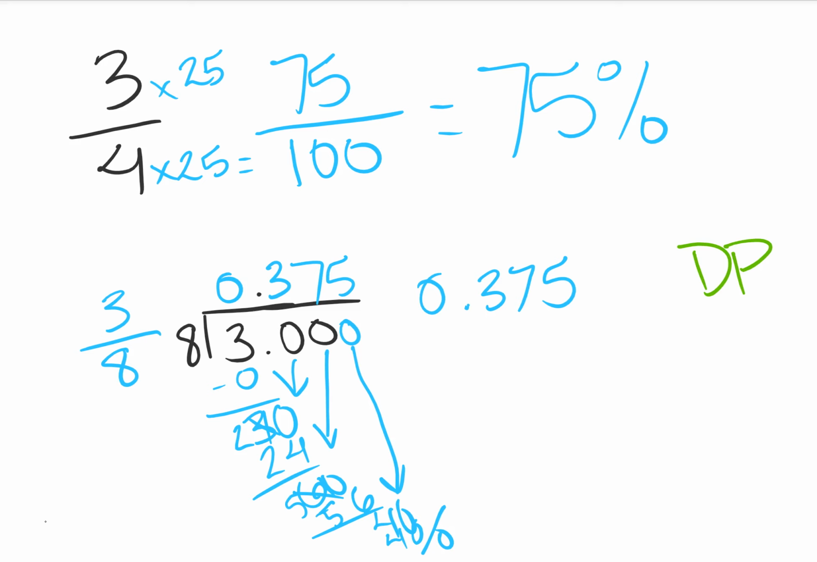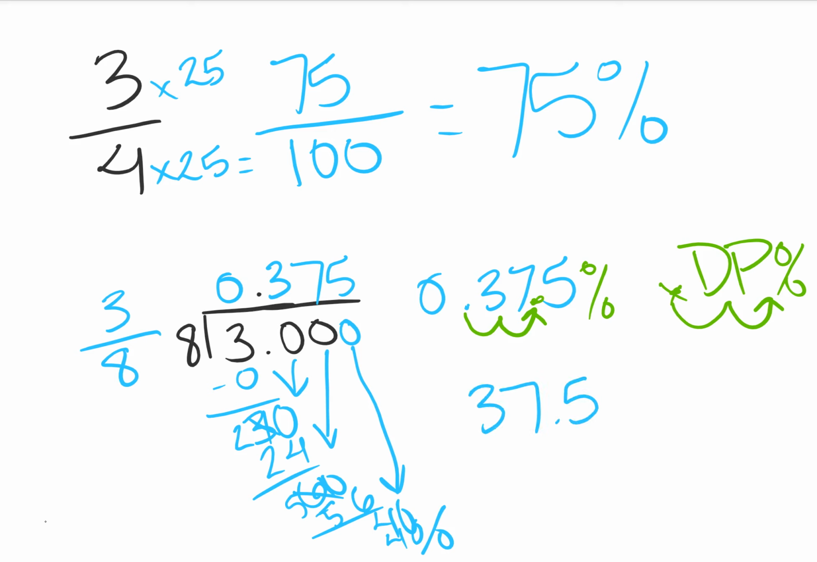Now in order to convert this decimal to a percent, we use our strategy of DP. We're starting at this decimal and we need to get to the percent. So we move 1, 2 places to the right. When we do that, we get rid of the decimal and add the percent. So 1, 2, put our decimal in there, and then we add the percent to the end. So we just moved our decimal. So 3/8 is equal to 37.5%.